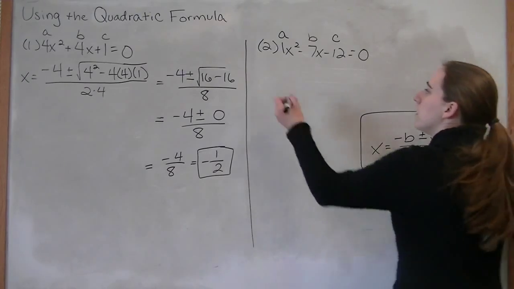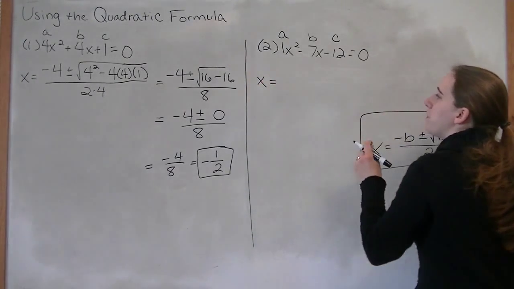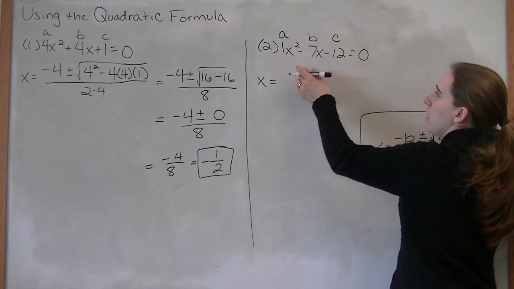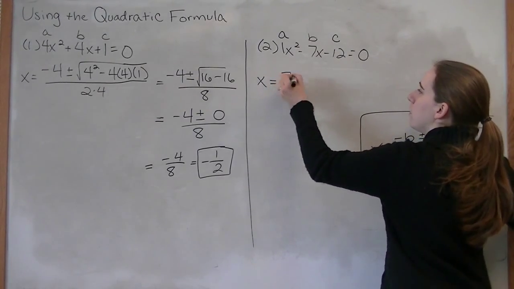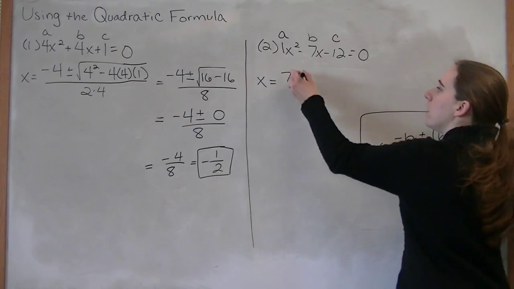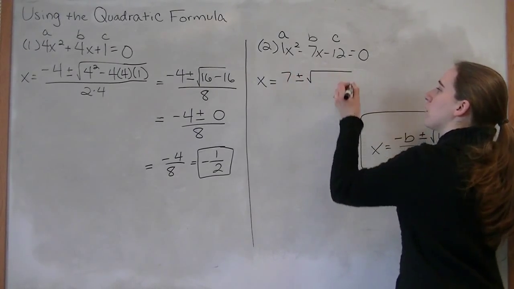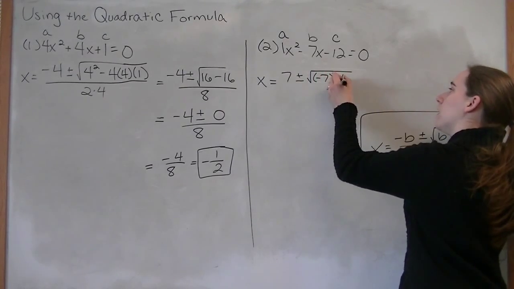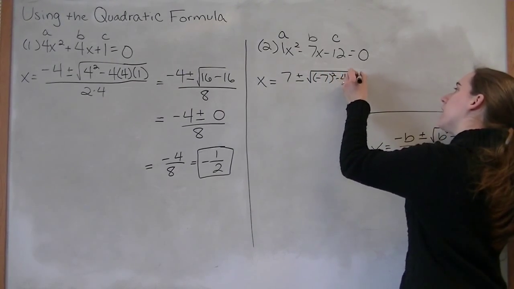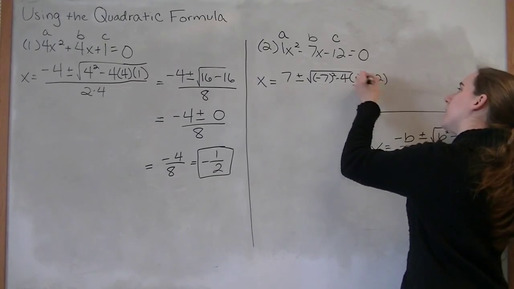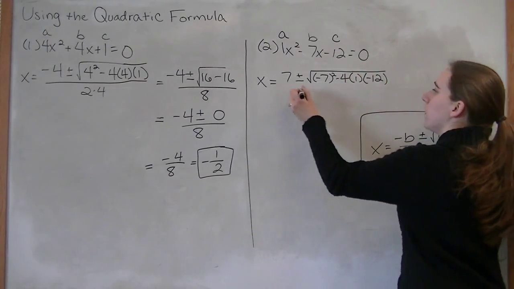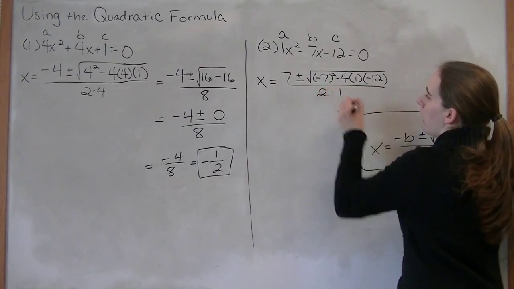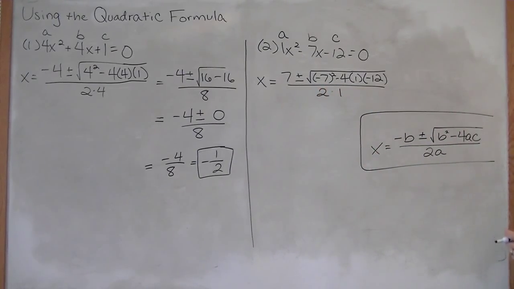So let's put it into the formula. So x equals the opposite or the negative of b. So negative negative 7 would give us positive 7. Plus or minus the square root of negative 7 squared minus 4 times 1 times negative 12, that's all under the square root, all over 2 times a, or 2 times 1.